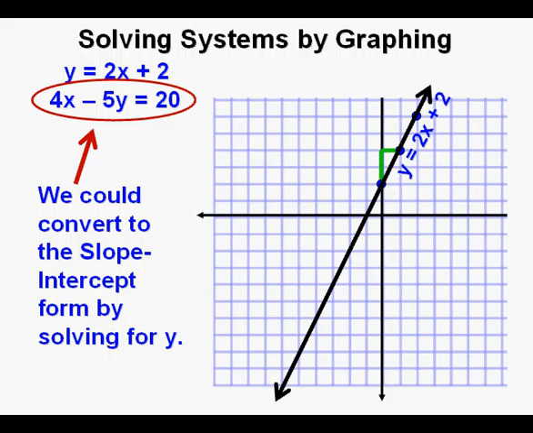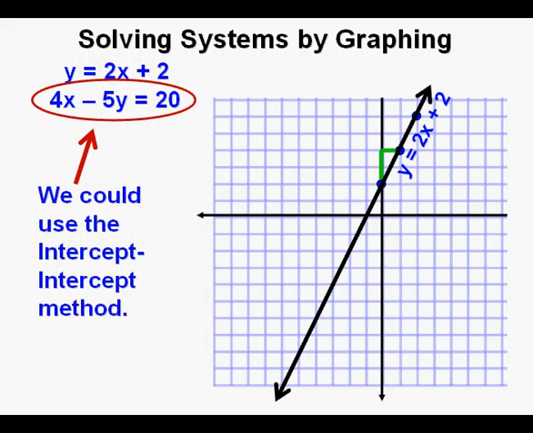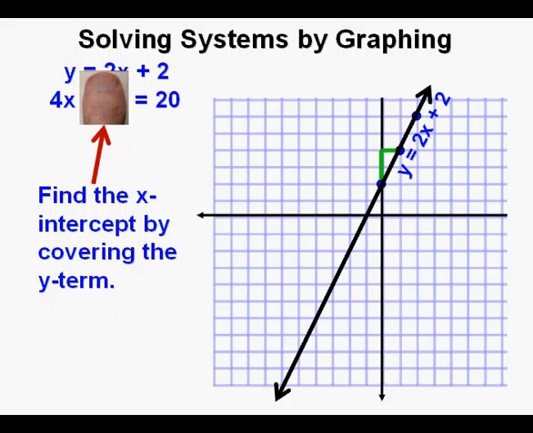To graph this, we could do it at least a couple different ways. We could solve for y and convert to the slope-intercept form. We could also use the intercept-intercept method, which is quite easy to use for equations in standard form, and that's what we'll do here. First, we'll find the x-intercept by setting y equal to 0, and I do this by covering up the y term with my thumb.